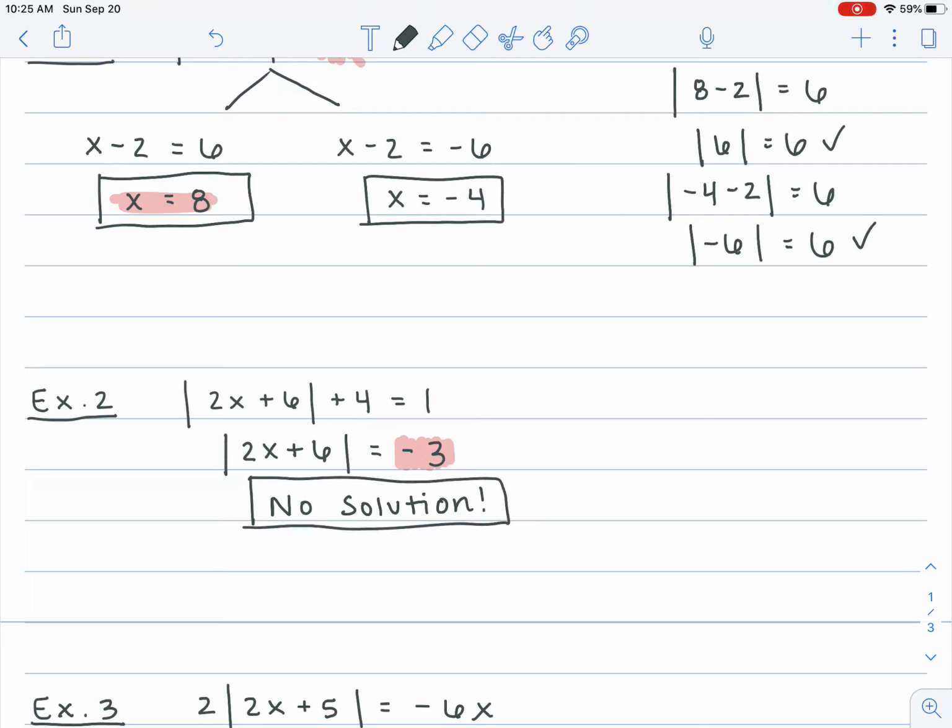Okay? The absolute value cannot equal a negative. So if you want to make a little star there, the absolute value cannot equal a negative. The absolute value is always going to be a positive value by the end.